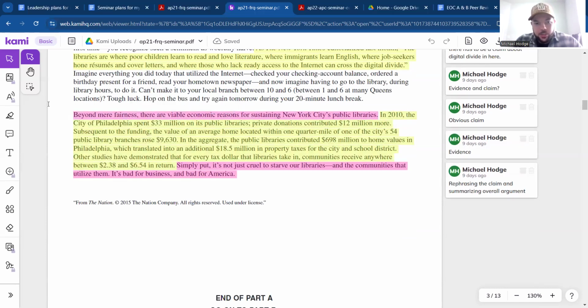"Beyond mere fairness, there are viable economic reasons for sustaining New York City's public libraries." That's debatable, right? Because there's people who don't want to support public libraries. So obviously there's people who don't think that they serve a purpose economically or a purpose at all. So this is definitely a claim because you can argue it. It's not a fact. It's debatable. Claim, right? This is also a claim, but we're saving this because it more so attaches itself to the main argument. But you could also mention it in the claims, like attached to the evidence, things like that in your Q2.